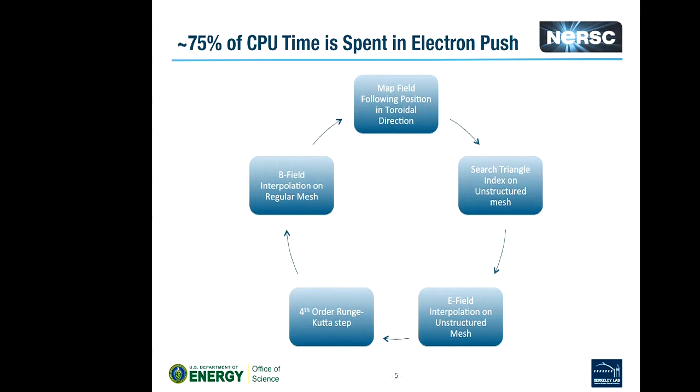There are a few steps in the electron push. You need to do a magnetic field interpolation. Then you need to follow the magnetic field up to your nearest unstructured mesh planes, find out where you are on those planes, interpolate what your electric field is, and then you can push and go again. You go around this loop for every time step of every particle, and you typically have millions of particles, and you do about 50 time steps for each ion time step. These boxes here pretty much represent the hotspots in the code.